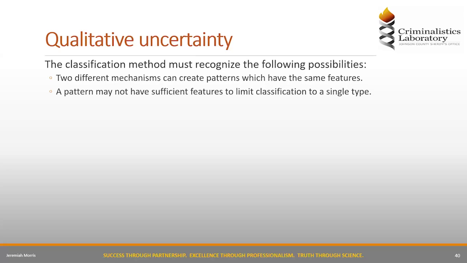Another is that a pattern may not have sufficient features to limit the classification to a single type. And it's like, yeah, I see features there, but there's just not a lot of information. So the way that I approach it is my classification is based on the quality and the quantity of the information that's present. So I can have a lot of information, but it may not be very good quality, so I can't really do a lot with that.